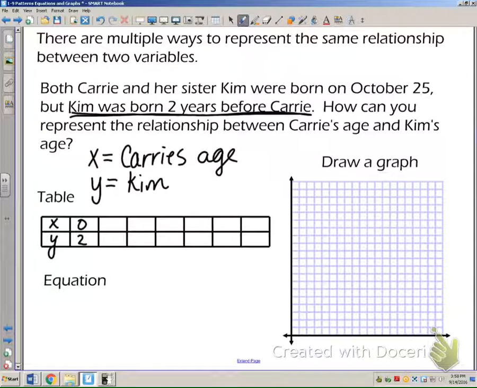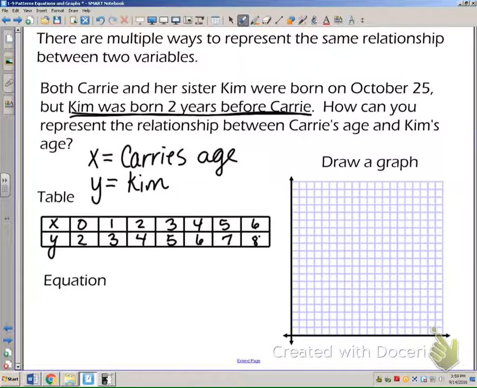When Carrie was 1, if Kim's 2 years older than her, then we know she is 3. And we can keep on going in this manner. 3, she would be 5. 4, she would be 6. 5, she would be 7. If she's 6, she would be 8.